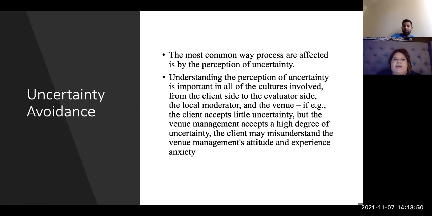The most common way processes are affected is by the perception of uncertainty. So understanding the perception of uncertainty is important in all of the cultures involved, from the client side to the evaluator side, the local moderator and the venue. For example, if the client accepts little uncertainty, but the venue management accepts a high degree of uncertainty, the client may misunderstand the venue's management attitude towards experience and anxiety.